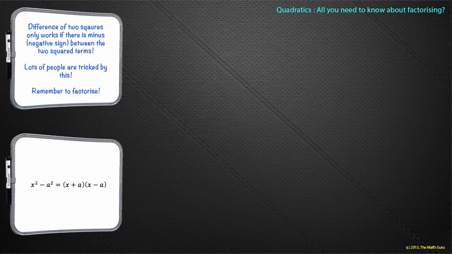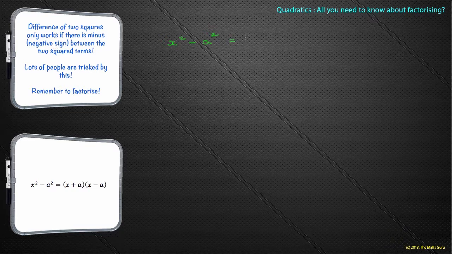Our next section deals with the difference of two squares. In the bottom board we've had an example here of x squared minus a squared. Let's just prove that. What we're trying to say is if we have an x squared, or a square term, minus another square term, and big hint here, it only works when it's minus, as it says at the top here. The difference of two squares only works if there is a minus or a negative sign between each of the square terms. It doesn't work otherwise.